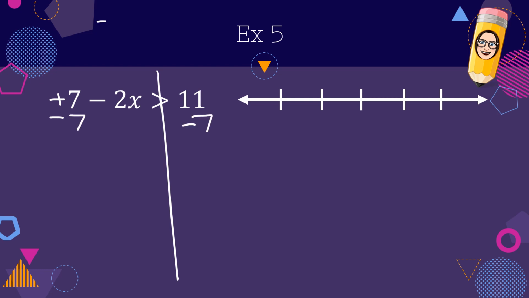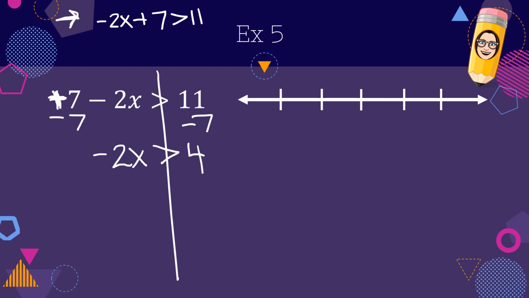If that's difficult for you to see, maybe think about flipping the problem around. You could write it like this if that's easier for you to understand, okay? Otherwise, you have to look at what sign is in front of the number. It's a positive 7, so we're gonna minus 7. What happens is the negative belongs to the 2, okay?